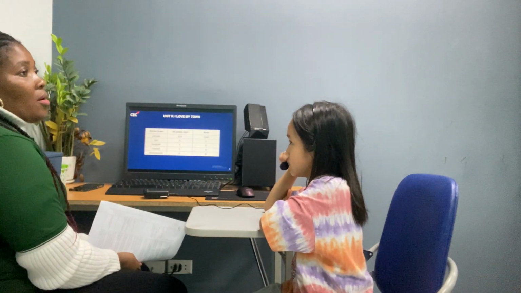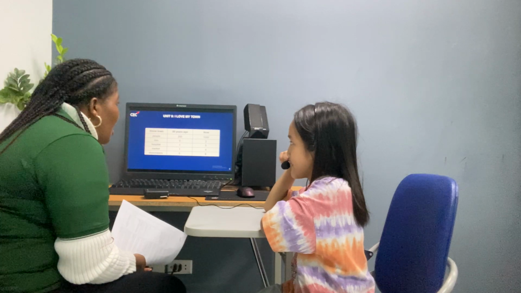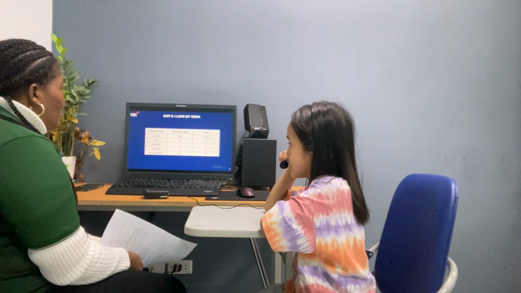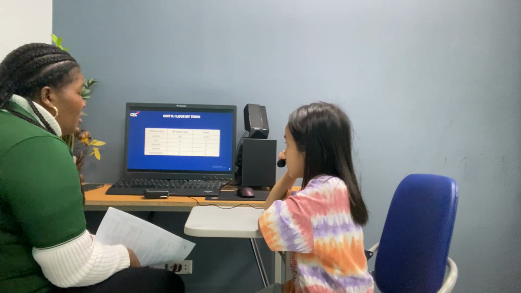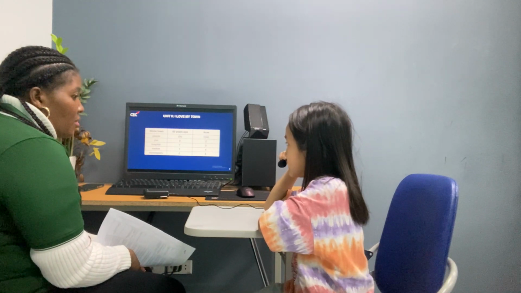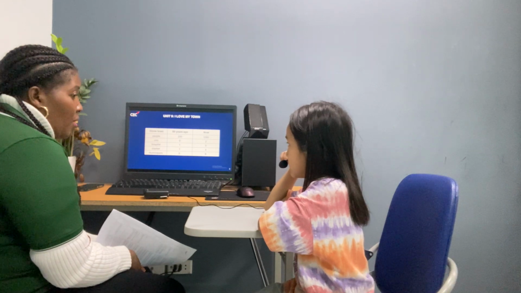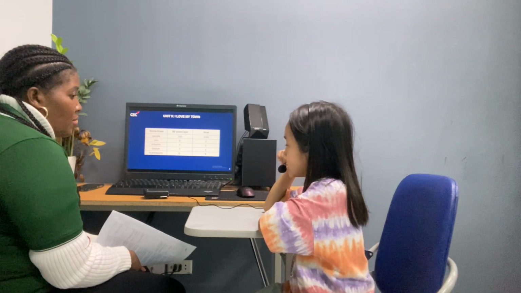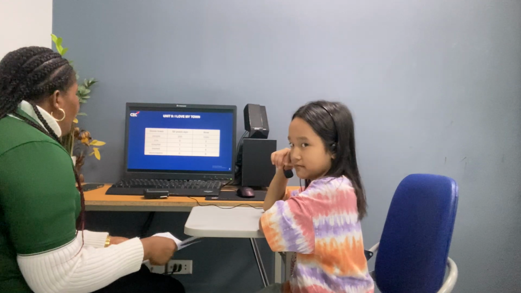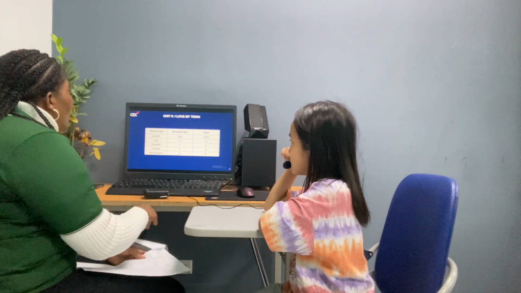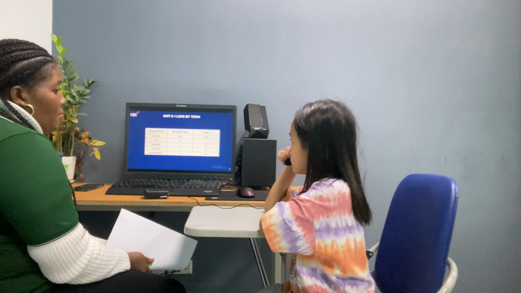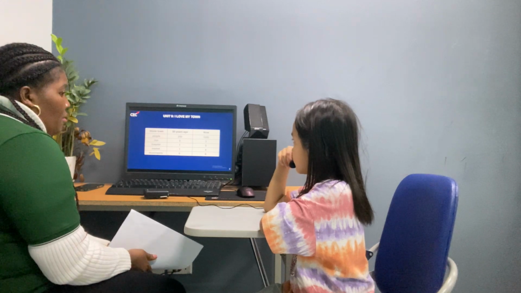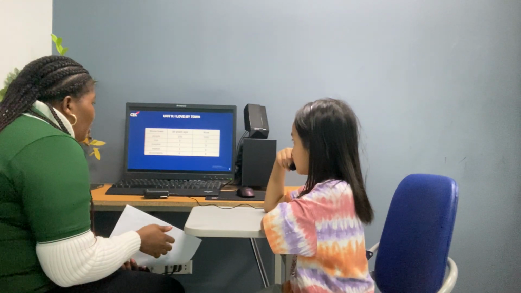Okay. Now, we have a chart about Stone Town 50 years ago and now. Tell me, was there any market 50 years ago in Stone Town? Yes, there was. How many markets were there? There was one market. Alright. Now, how many people were there 50 years ago? There were 200 people 50 years ago. And how many people are there now?